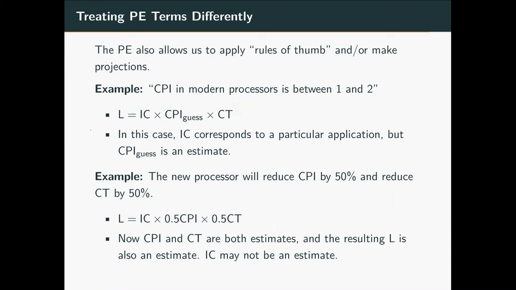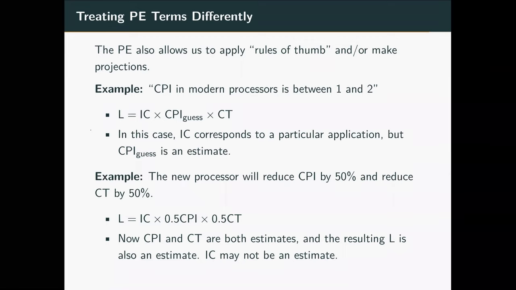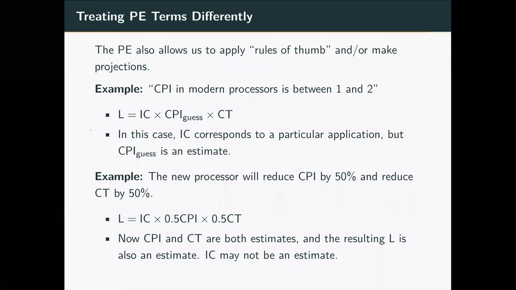We might still have the same instruction count. Again, the other way of doing this is you could trace your entire program and figure out the instruction count. It's totally possible. And then cycle time, you could find that from your CPU, because they publish cycle time. And then you just guess on the CPI, and this may give you a decent estimate of latency.